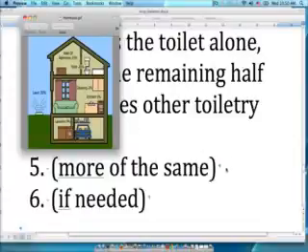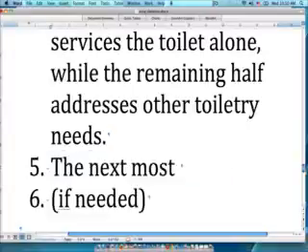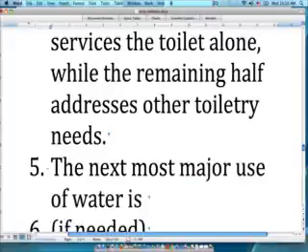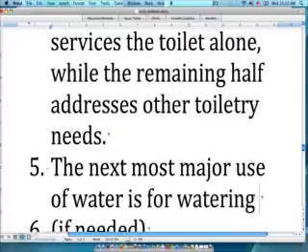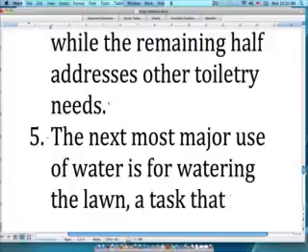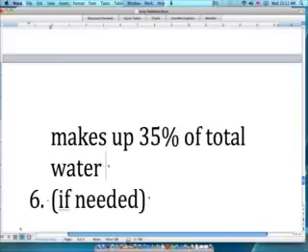So we can start this sentence with perhaps something like the next most major use of water is for watering the lawn, and I'm just going to put in a comma, a task that makes up 35% of total water usage. Okay?